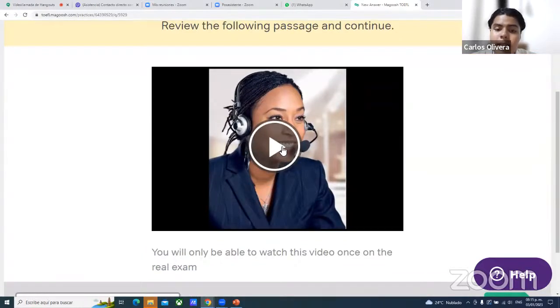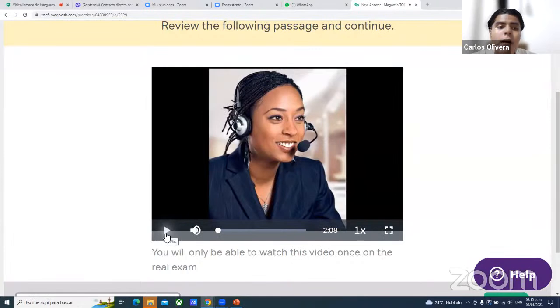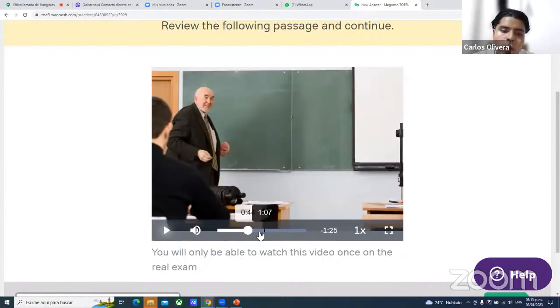So notice, in this case, I can reproduce it as I always say, but on the exam, this is not the case, all right? The computer reproduces everything automatically. So you don't get the chance to skip or to go back throughout the passage or the lecture. You don't get the chance to pause it or to repeat it. You're going to listen to this lecture once, and that's all, okay?